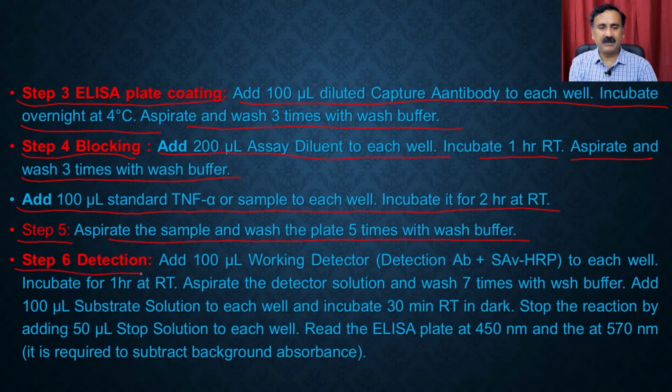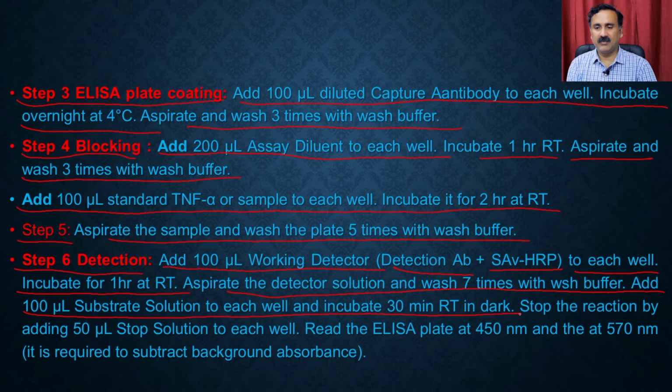In step 6, you are going to add 100 microliter of working detector, which means the detection antibody and the streptavidin HRP complex, to each well. Then incubate for 1 hour at room temperature, aspirate the detector solution and wash 7 times with the wash buffer. Add 100 microliter of substrate solution to each well and incubate 30 minutes at room temperature in the dark. Stop the reaction by adding 50 microliter of stop solution to each well. Read the ELISA plate at 450 nanometer and also at 570 nanometer.